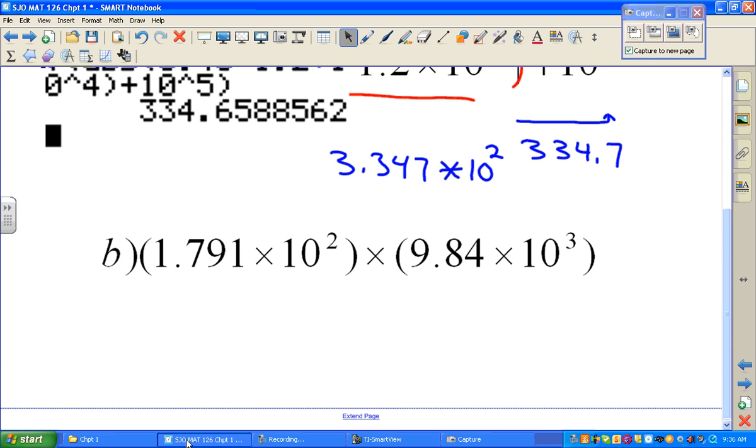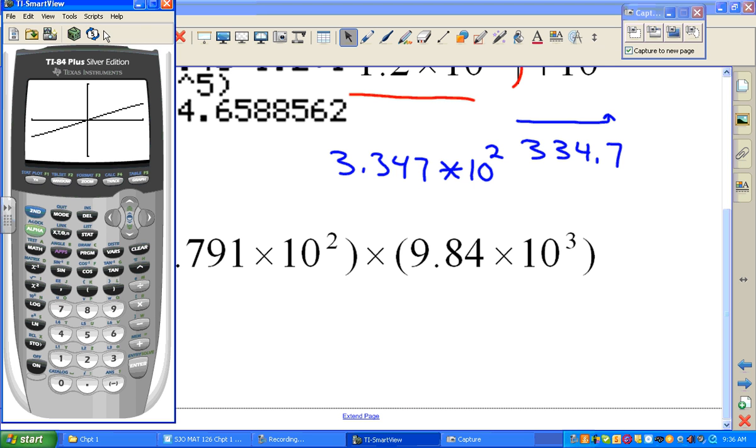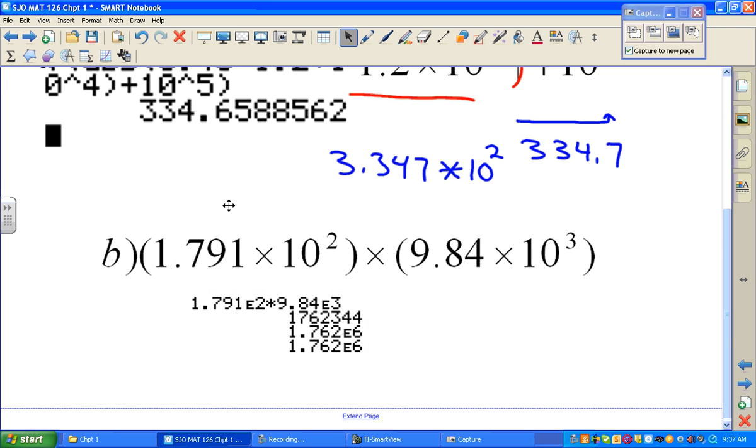Oh, we get an answer for this one? View, show hide, second quit. There we go. 1.762 E to the 6. Okay? Great. Ready to move on? Let's move on.